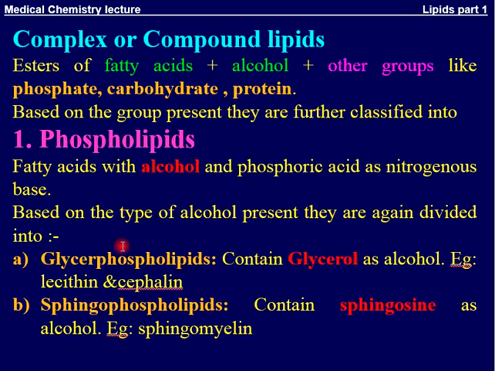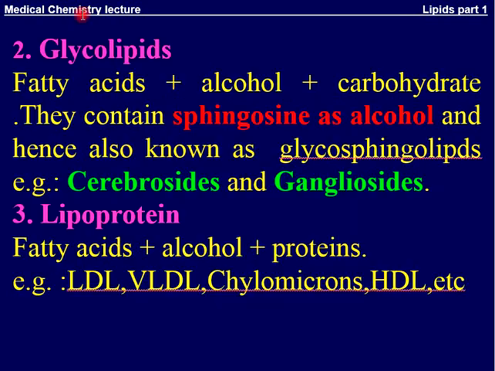Examples of glycerol phospholipids are lecithin and cephalin. An example of sphingophospholipids is sphingomyelin. We will deal with these categories in detail in the next lectures. The glycolipid contains fatty acid plus alcohol plus carbohydrate. The other group here is carbohydrate. The alcohol in glycolipids is usually sphingosine, hence they are glycosphingolipids because they contain sphingosine as alcohol.